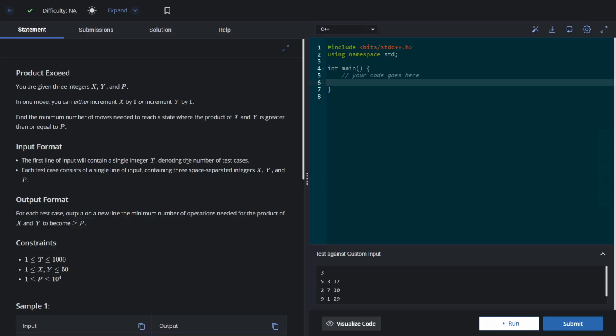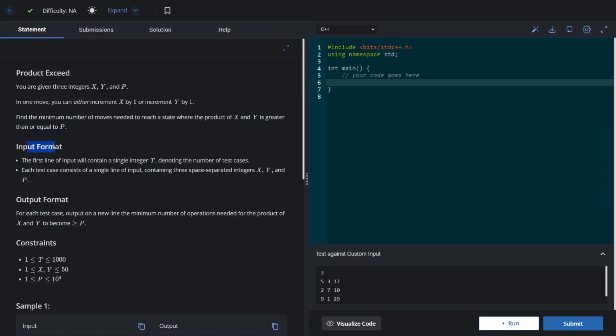Hello everyone, in this video I'll be explaining the problem Product Exceed. You are given three integers x, y and p. In one move you can either increase x by 1 or increase y by 1. Find the minimum number of moves needed to reach a state where the product of x and y is greater than or equal to p.